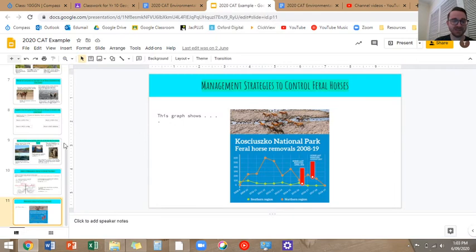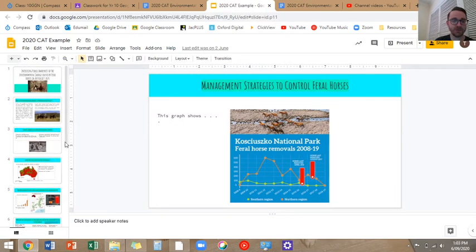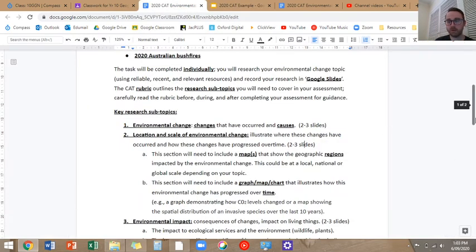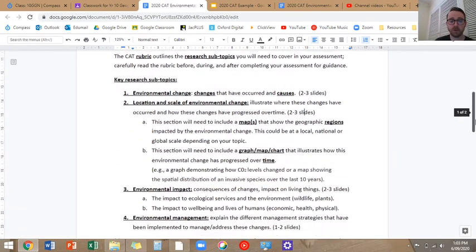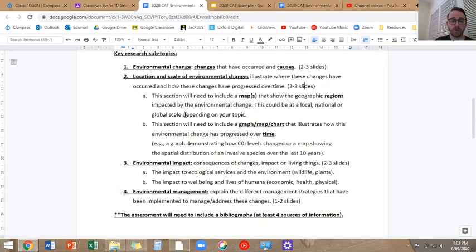So that's what you're doing for your CAT. You're working on a little Google slideshow on one of these topics about environmental change. You're addressing those 4 subtopics. What is it? Where is it? When is it? Why is it a bad thing? How do I fix it? And you've got until the 15th.